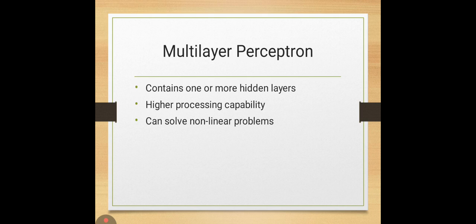And a multi-layer perceptron contains one or more hidden layers, an input layer and an output layer. Because of hidden layers, it has higher processing capability. It can solve non-linear problems. It overcomes the limitations of single-layer perceptrons.